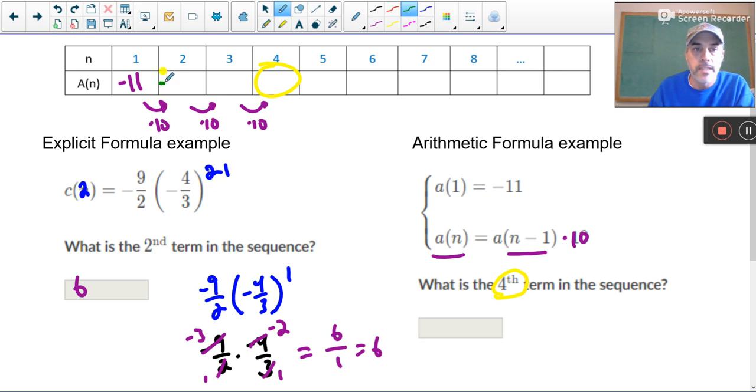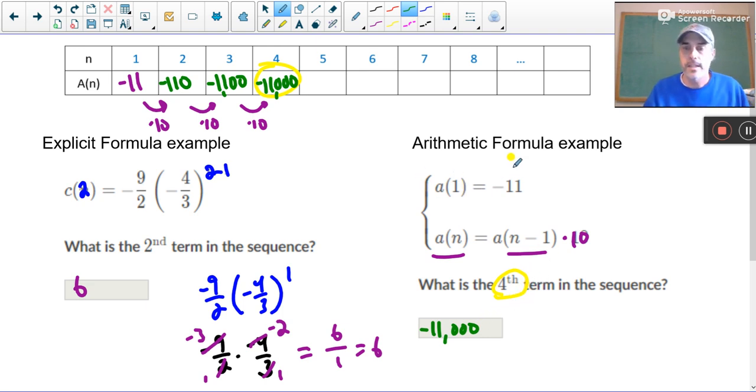So when we multiply by 10, we're just adding a 0. So negative 11 times 10 is negative 110. Negative 110 times 10 is negative 1,100. And then this looks like I'm going to have one more 0, and that's a negative 11,000. So not too bad, as long as we can read and understand what this is saying to us in this recursive formula.